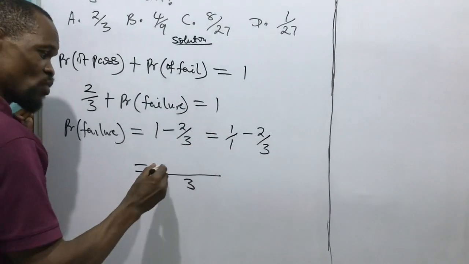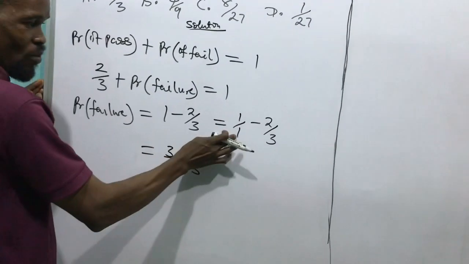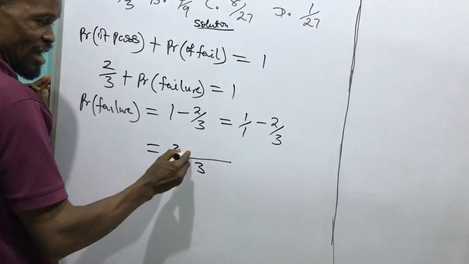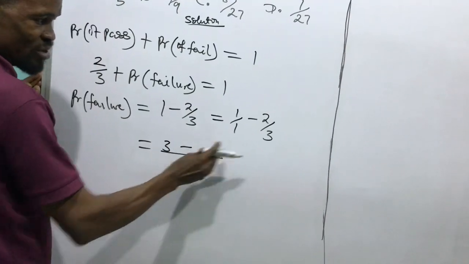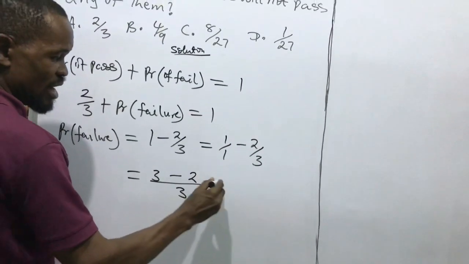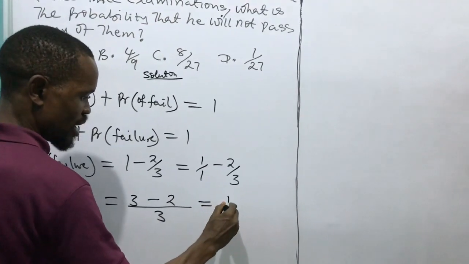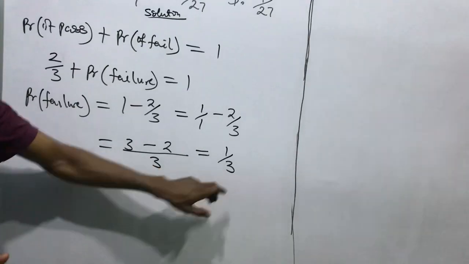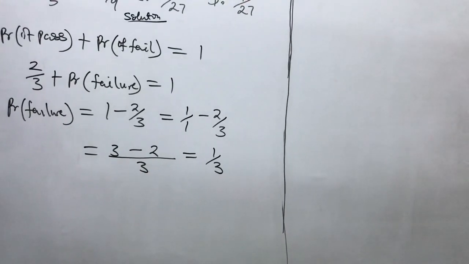1 divided by 3 gives 3. 3 times 1 gives 3. Then I put my minus. 3 divided by 3 gives 1. 1 times 2 gives 2. And this gives me 1 over 3. That's the probability of failure. Probability of failure is 1 over 3.